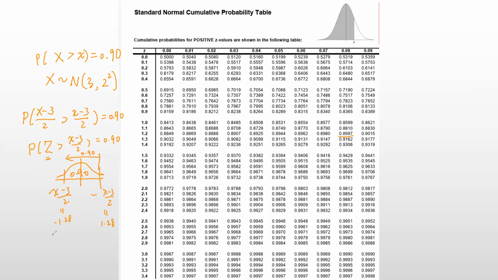So then I solve for x. So (x minus 3)/2 equals negative 1.28. x equals 3 minus 2.56. That is 0.44. Okay, that's our little x. That's how you get it.